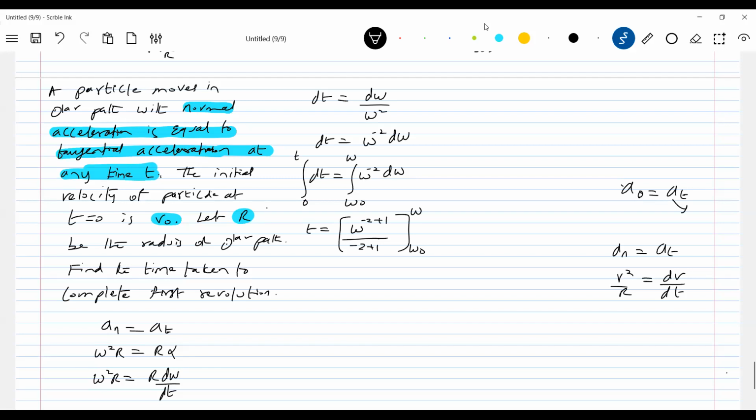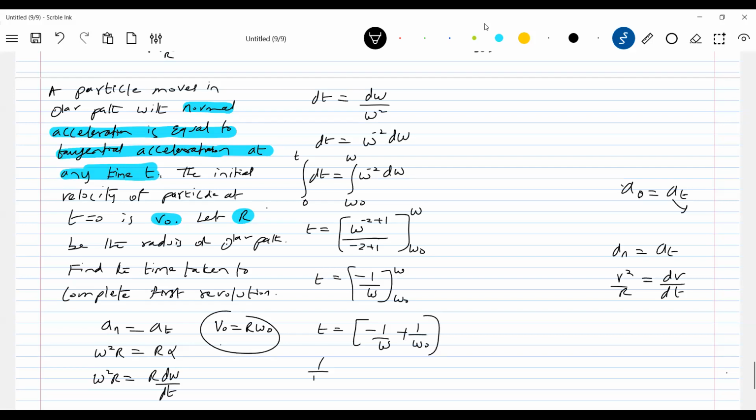What is omega naught? So we can write v naught equal to R omega naught, because v naught is given. So this will be t equal to minus 1 by omega. Let me go for the limits here. T equal to 1 minus 1 by omega plus 1 by omega naught. So 1 by omega equals, so what is omega? Omega equals omega naught by 1 minus omega naught t.